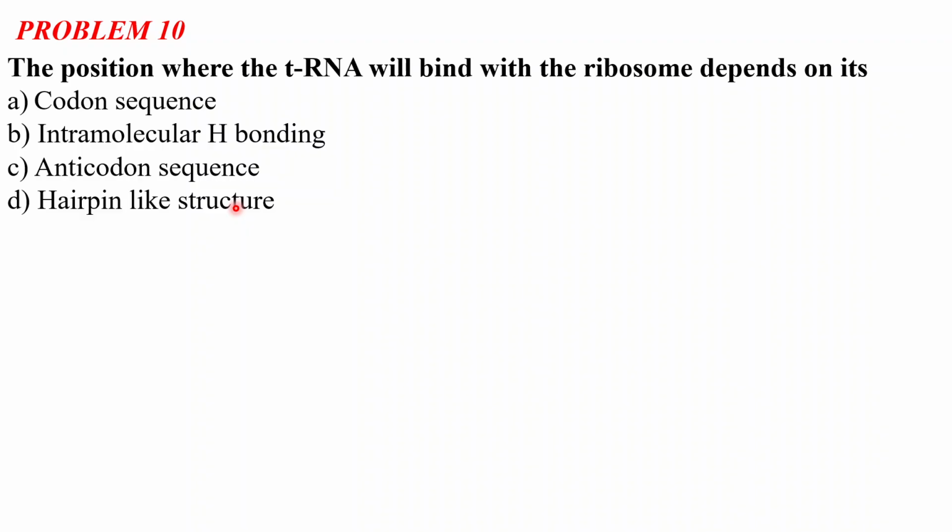The position where the tRNA will bind with the ribosome depends on which structure? What is the correct answer? Number A, codon sequence. Number B, intramolecular hydrogen bonding. Number C, anticodon sequence. And number D, hairpin-like structure.